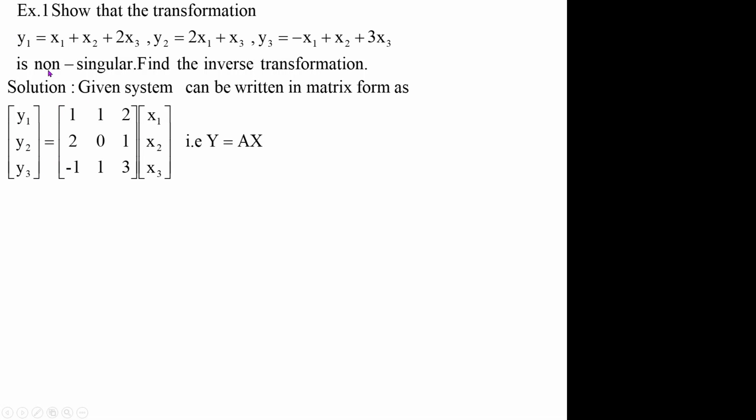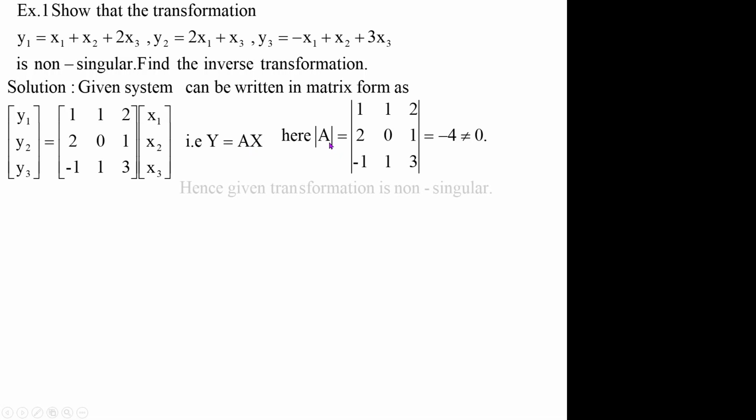You know very well how to write the system of equations in matrix form. So that is, I am denoting it by y is equal to Ax. A is a matrix of transformations, right? So let us find its determinant. The determinant comes out to be not equal to 0. Therefore, this given transformation is non-singular, or it is also called a regular transformation.